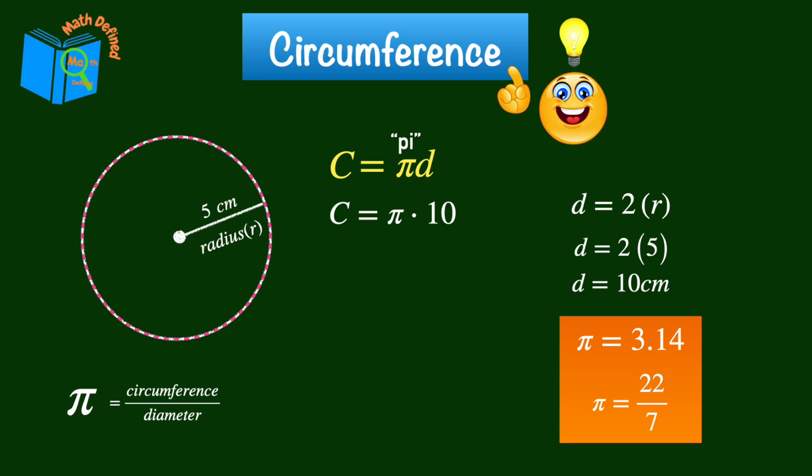Most people love using the decimal, 3.14, but I'm going to show you some examples where using the fraction 22/7 is actually super simple and makes your life easier. For this circle, we'll use the decimal 3.14 for pi. So to finish up our formula, we have C equals 3.14 times 10. When we multiply that out, we get 31.4. So the circumference of this circle is 31.4 centimeters.